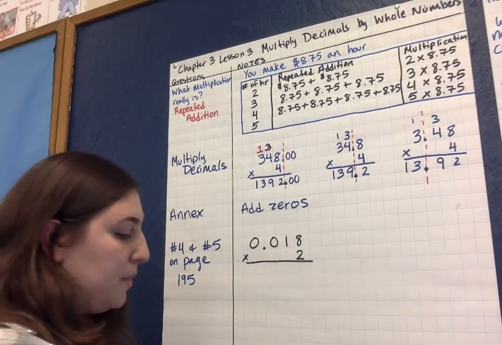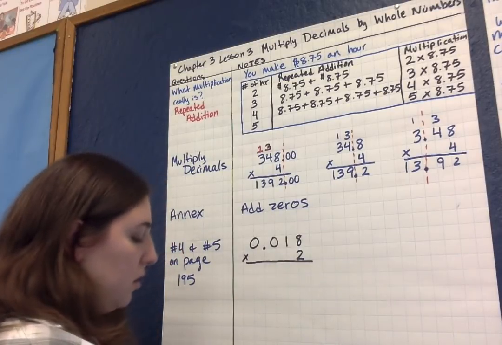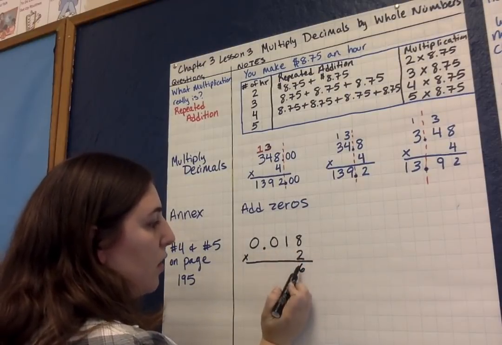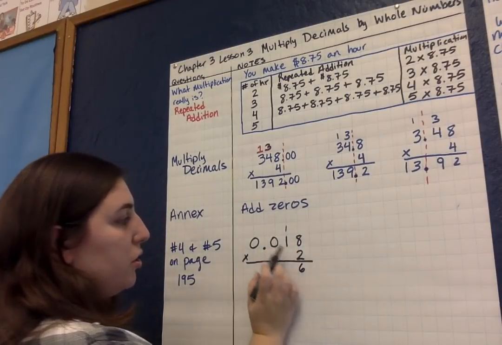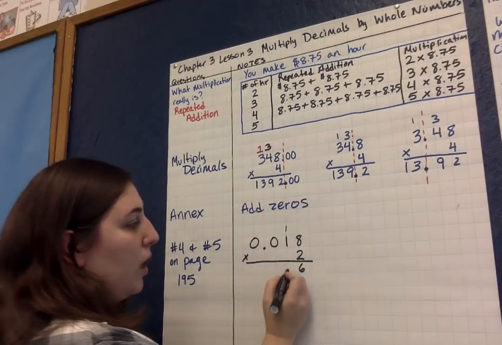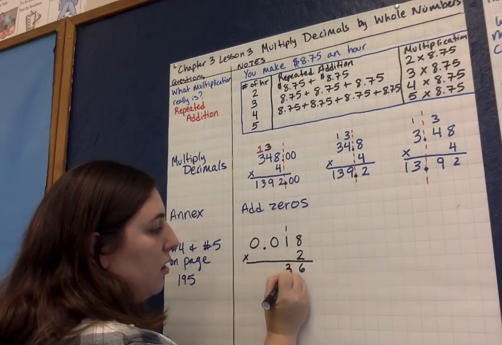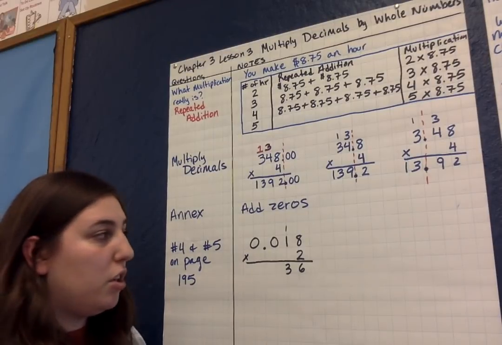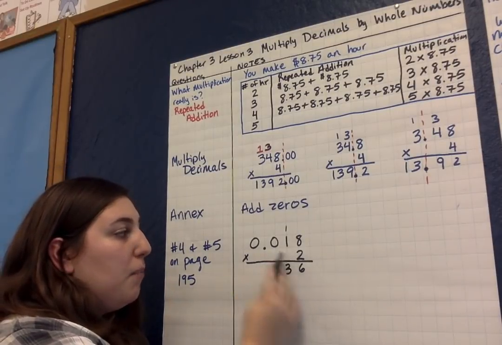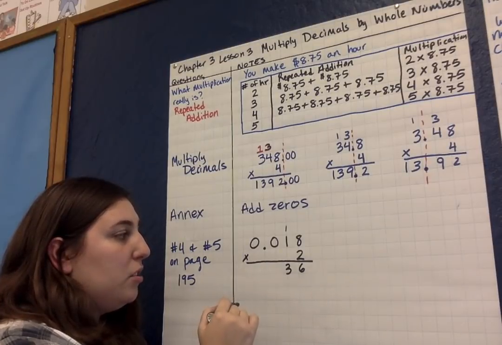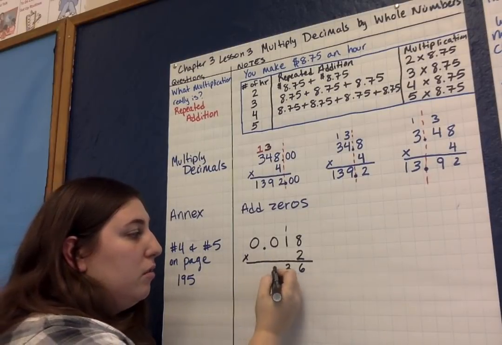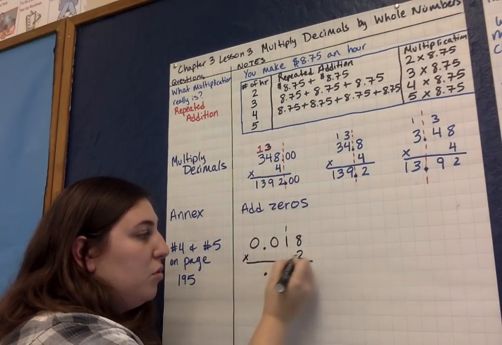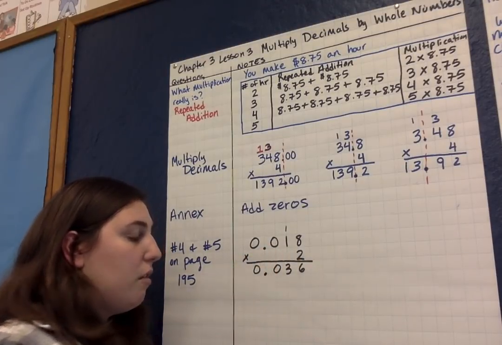Because the placing of the numbers matter. So 2 times 8, you get 16. Drop down the 6, add the 1. 2 times 1 is 2, plus 1 is 3. Okay? Do you think you're done? You're not. You need to keep multiplying out. And I'll explain that to you in a second. So 2 times 0 is just 0. Drop down your decimal. 2 times 0 is 0.